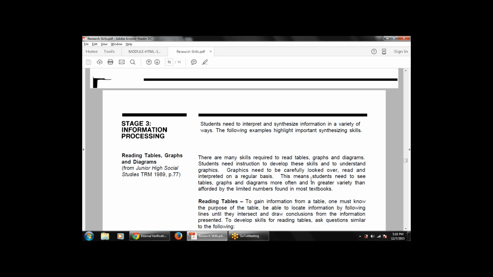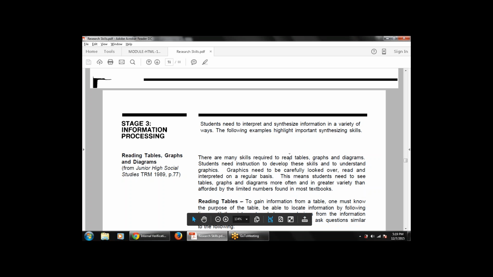That means students need to see tables, graphs and diagrams more often and in greater variety than afforded by the limited number found in most textbooks. Graphs and charts are the most important means used for representing information. Instead of writing text, we can represent the content in the form of a graph, table or chart. That is a better option for representing information.